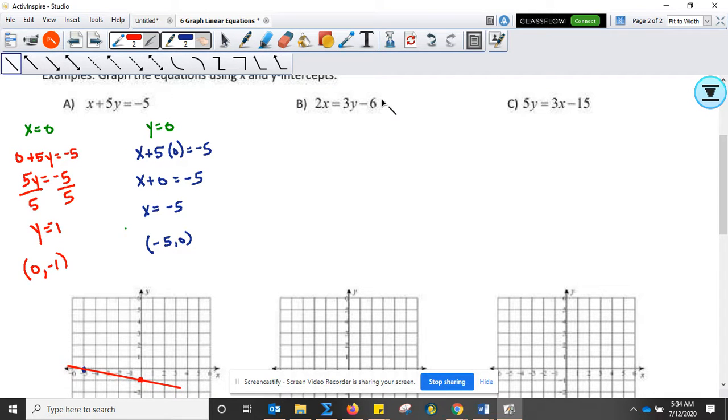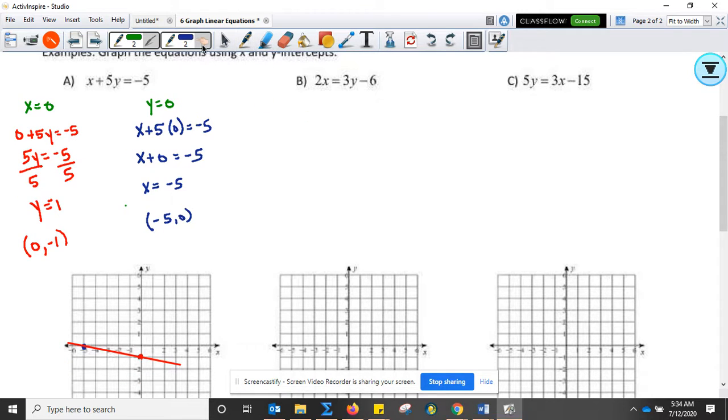Okay, now let's look at B. Doing the same thing. Is this in standard form? No, because it needs Ax plus By. Your x and y need to be on the same side. So I'm going to subtract 3x from both sides. So let's subtract 3y from both sides. And I'm left with 2x minus 3y equals negative 6.